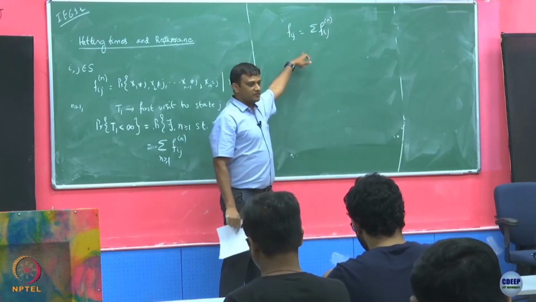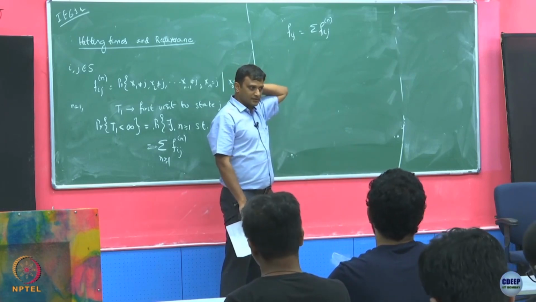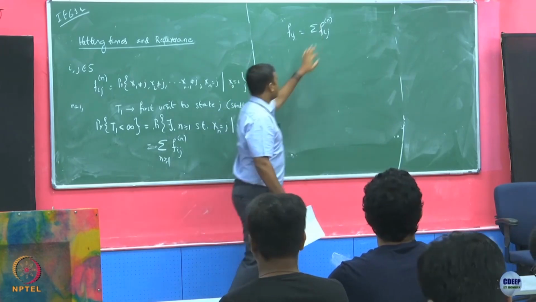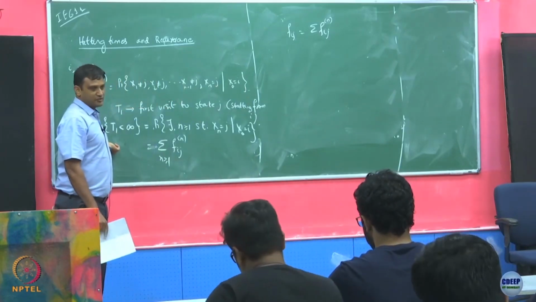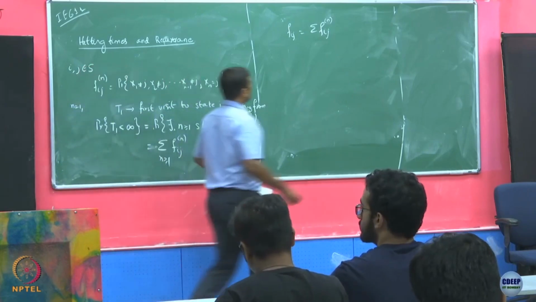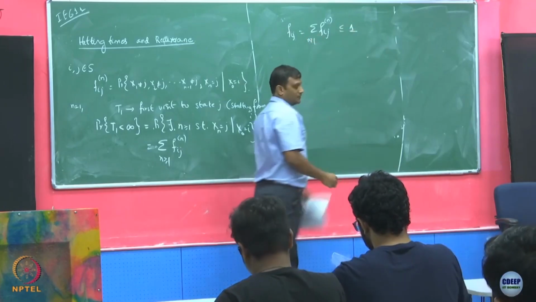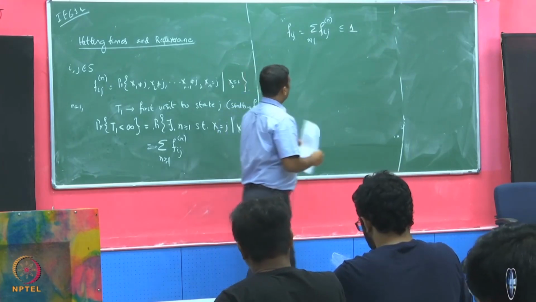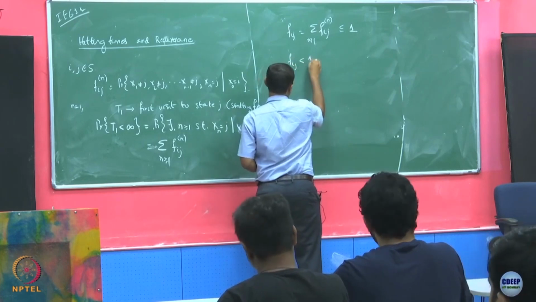Is this quantity going to be less than or equal to 1, or equal to 1? I have just shown that this is nothing but the probability of some event happening, Tj finite. So this has to necessarily be less than or equal to 1. Now suppose let us consider the case when f_ij is strictly less than 1. What does this mean?